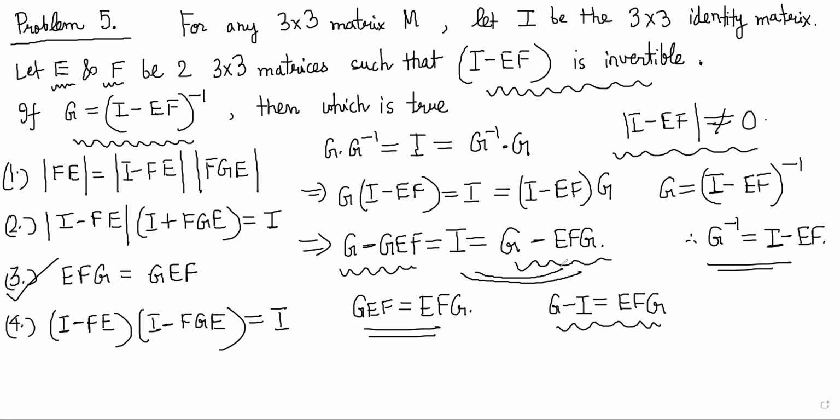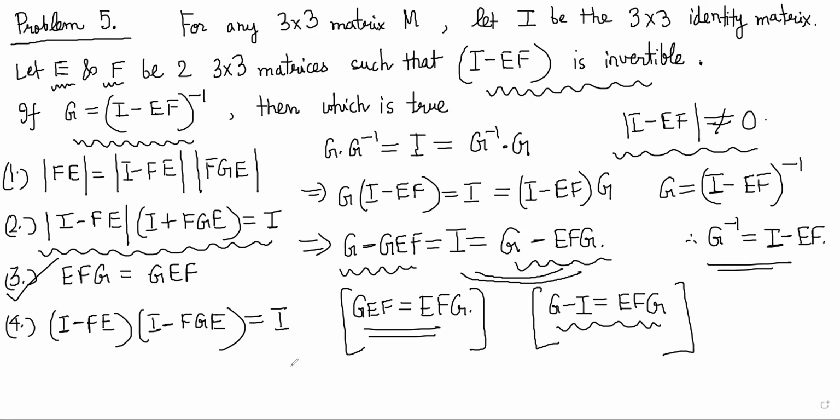So how do I check the other options here? Let's try and check the second option. I want to see whether it is true or not. I have these results: GEF is equal to EFG, and I also have G minus I is EFG. So I will try and do this on the next screen.